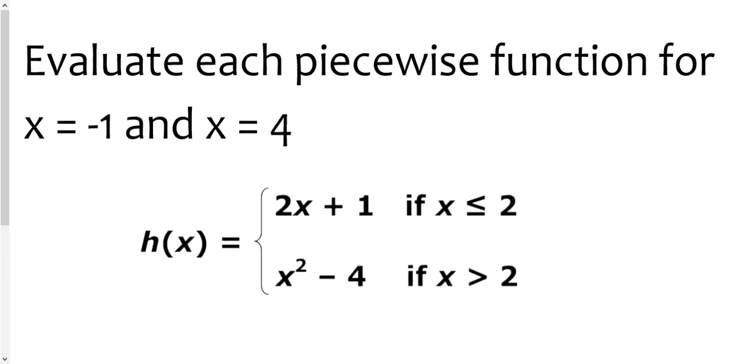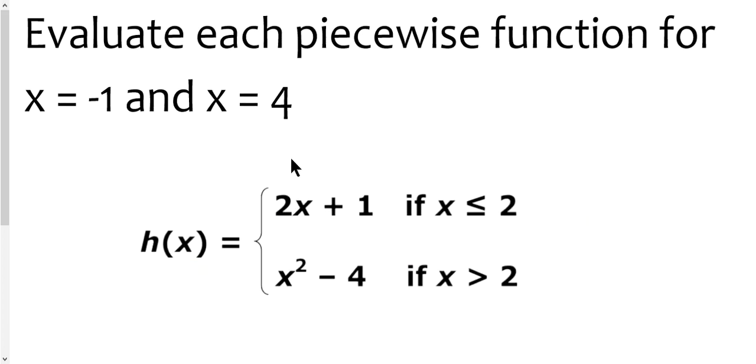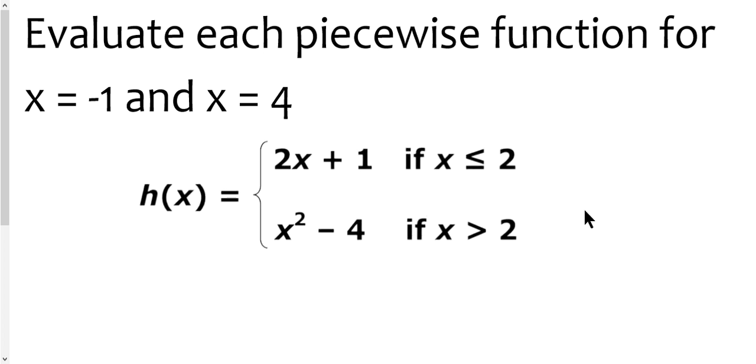Now let's look at a more interesting example. I wouldn't say more interesting necessarily, but just a different example. So here we've got another piecewise function. So here the function is defined to be 2x plus 1 for x is less than or equal to 2, but then it becomes x squared minus 4 when x is greater than 2.